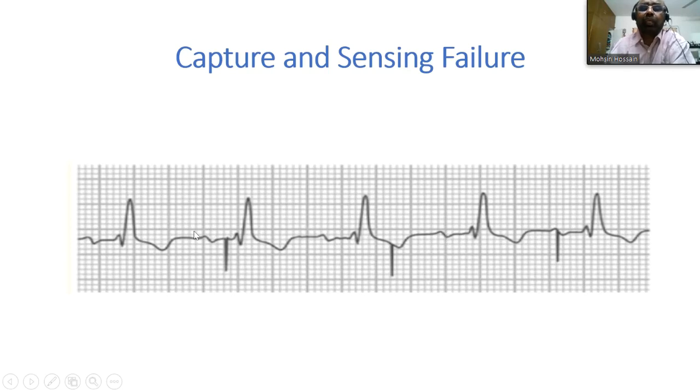So in ECG, we can identify both. If there is a spike and there is no depolarization, it is capture failure. If there is sensing failure, we can see the spike after the QRS complex. So it is called pacing and sensing failure.